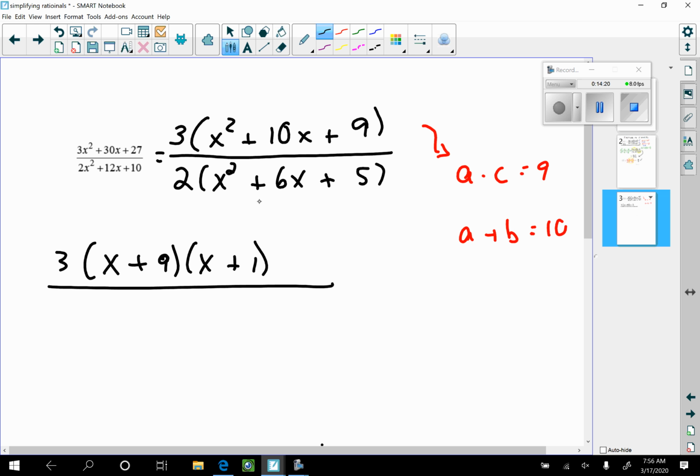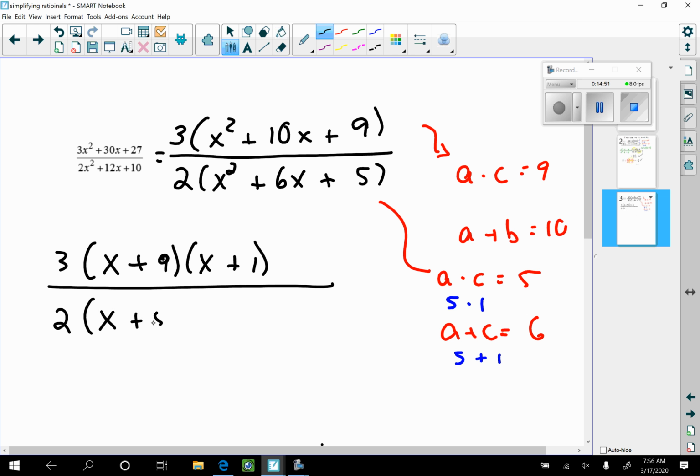Very good. So let's see if we can factor this guy right here. Looks like the same thing. Because if I did the AC method on this guy right here, A times C is equal to 5. And A plus C needs to equal 6. And right away, I see those numbers are 5 times 1 and 5 plus 1. And since A is 1, I can go right to my factorization, which I'm going to do. It's going to be x plus 5 and x plus 1.